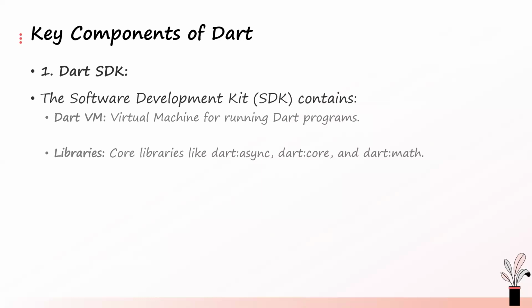So that virtual machine is just for running that programs. Okay, so if you don't have that virtual machine, you cannot run that programs. Okay, so that also has a couple of libraries. They call libraries like that async. So if you want to perform a synchronous task, you can use this library. You also have the Dart core, where most of the things about that is also in.